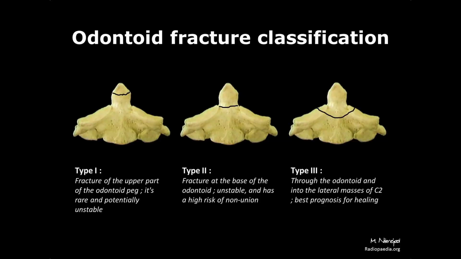Odontoid fractures, okay, there's type 1, type 2, and type 3. And the type 3 is generally considered the best one because it's the most stable.